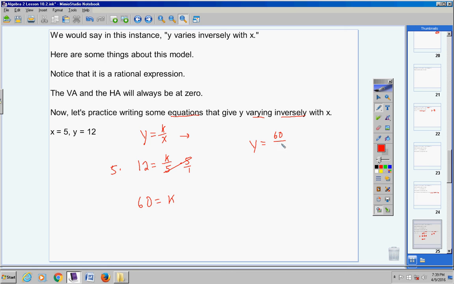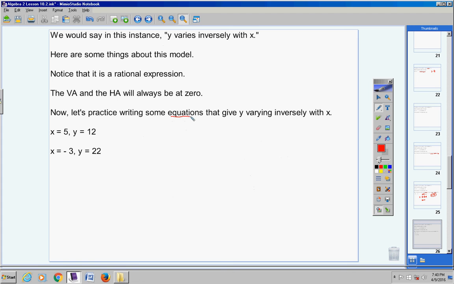And there's my answer. Remember, k is called your constant of variation. So we found our constant of variation at 60, and there's my inverse variation equation. This equation right here has y and x varying inversely. Alright, this is your inverse variation equation. Let's try another example. I want you to write an equation that gives y varying inversely with x. So as soon as you see that, we're going to think of this model here.